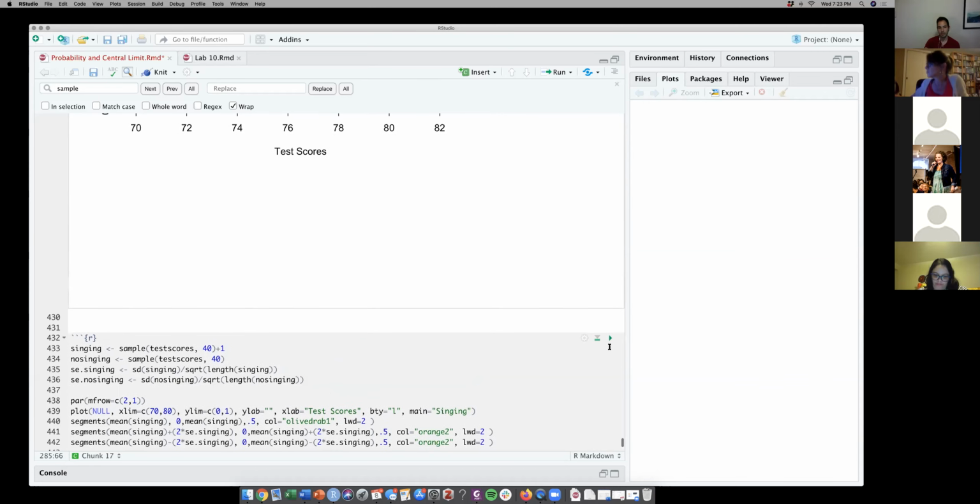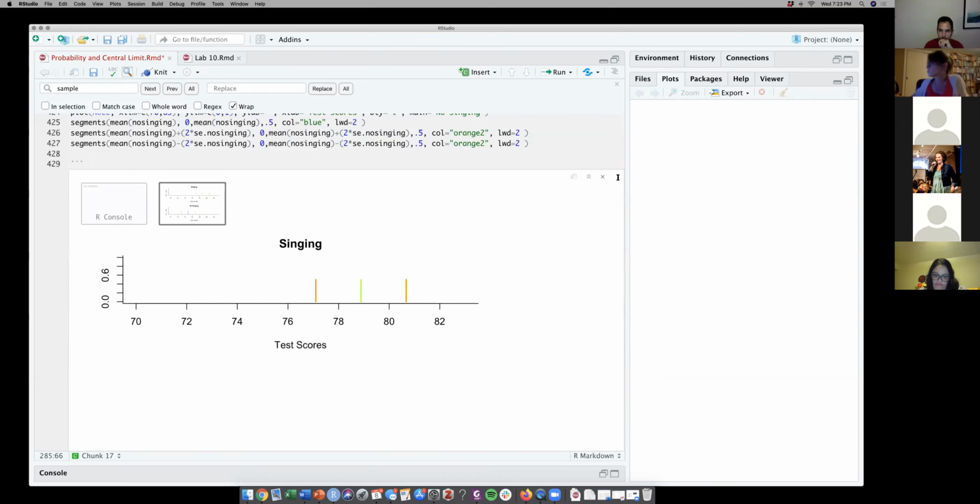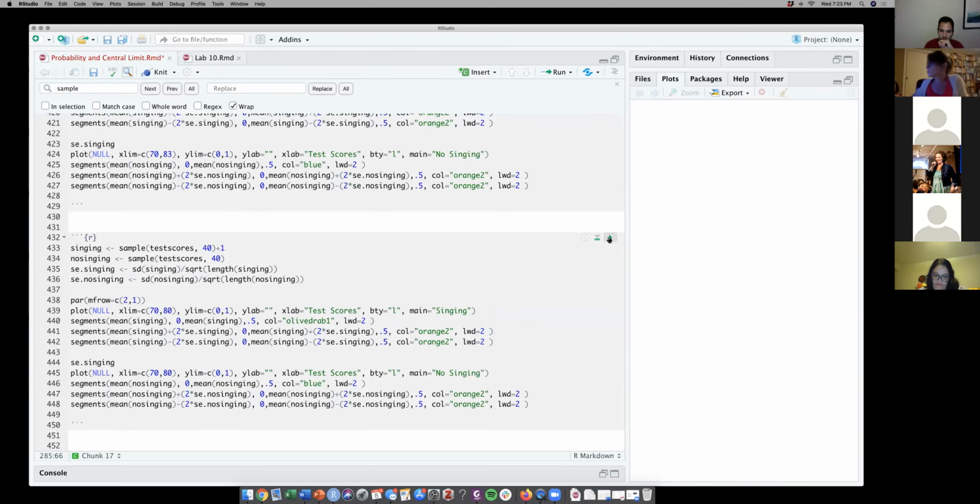Just going back to, I hear you that they can't overlap. That's the point of distinction you're looking for. But they look pretty close on that singing one, singing versus non-singing.